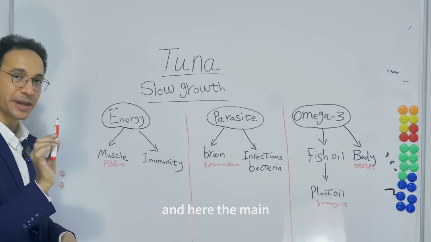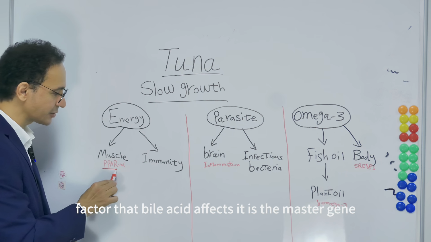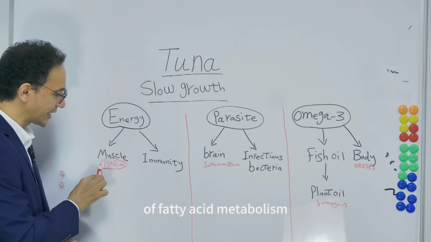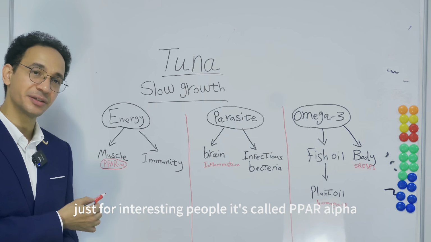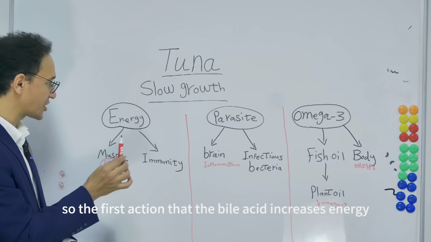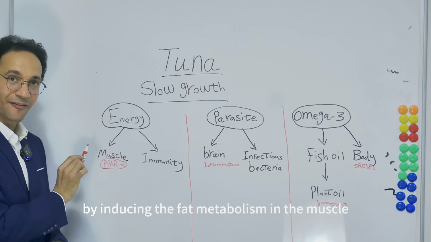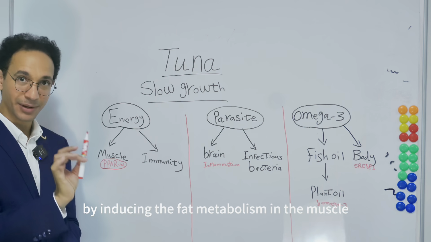And here, the main factor that bile acid affects is the master gene of fatty acid metabolism. Just for interested people, it's called PPAR alpha. So the first action is that the bile acid increases the energy by inducing fat metabolism in the muscle.